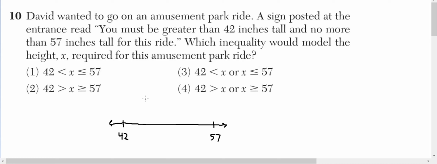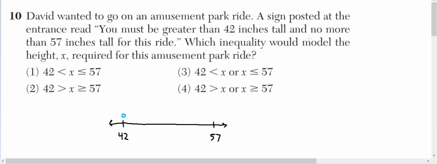So now we need to look at the question again for specifics about which region is included. So you must be greater than 42 inches tall to ride this ride. So even if you're exactly 42, you still can't go. So that means this would be an open circle on the interval.